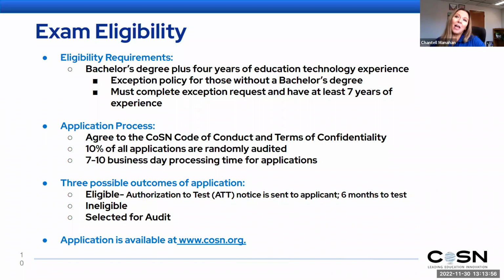And then 10% of all applications are actually randomly audited. So that means that COSIN's probably going to reach out to that 10% of random applications, and they're going to ask for just a little more information. And that helps make sure that we're meeting all of these eligibility requirements. We're verifying that the people sitting for the exam do have the experience that they say they have.